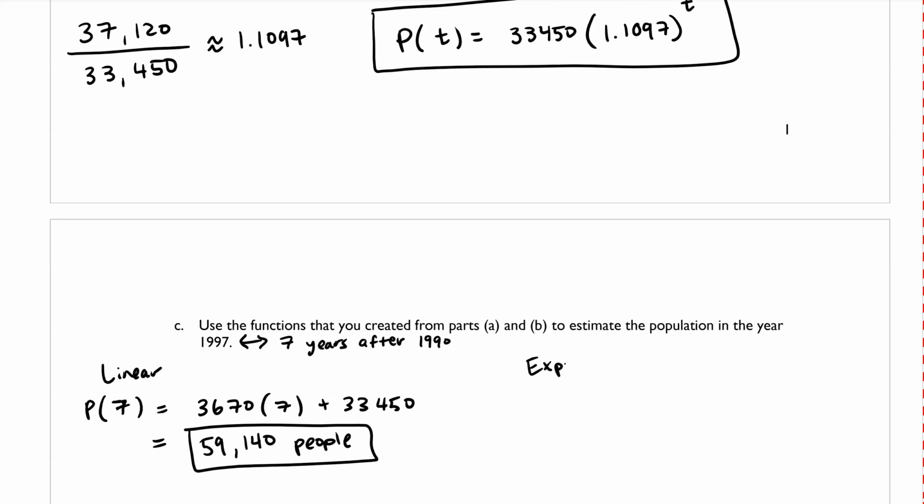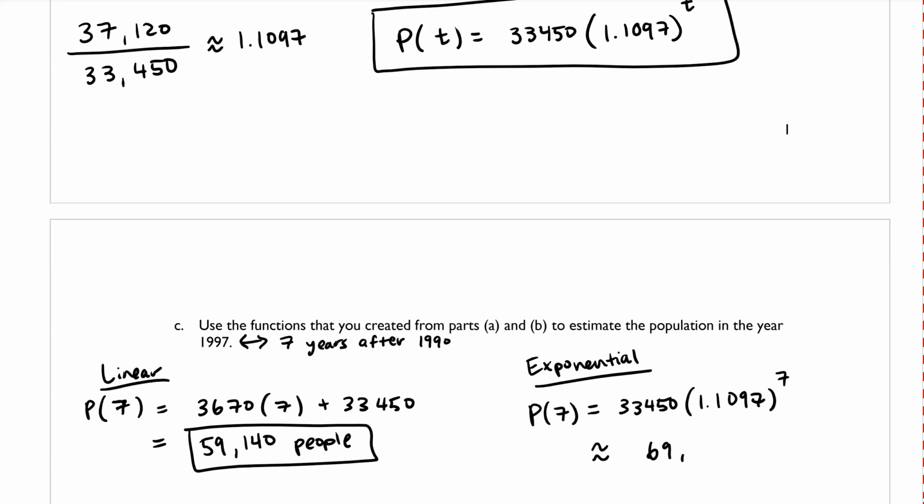And then let's see how much we are getting with our exponential model. So it would be P of 7, which is 33,450 times 1.1097 to the 7th power. And this one gives us a decimal, so I'm just going to round that. And that is 69,316 people. So those are our 2 estimations for the populations of Pawnee, Indiana in 1997.